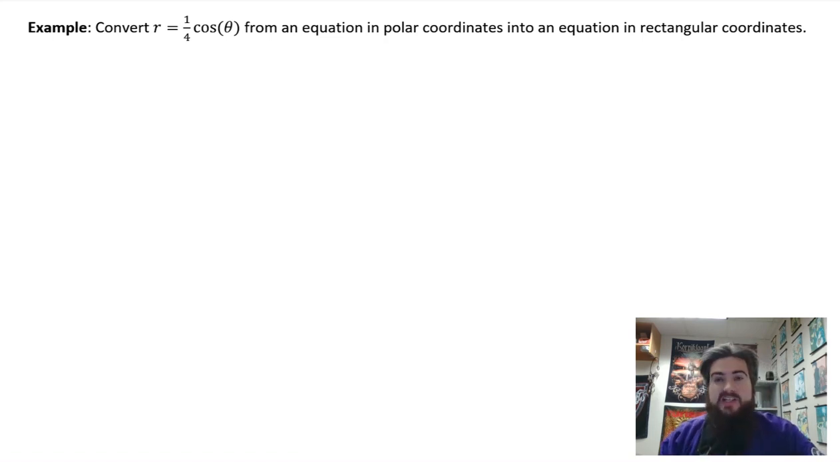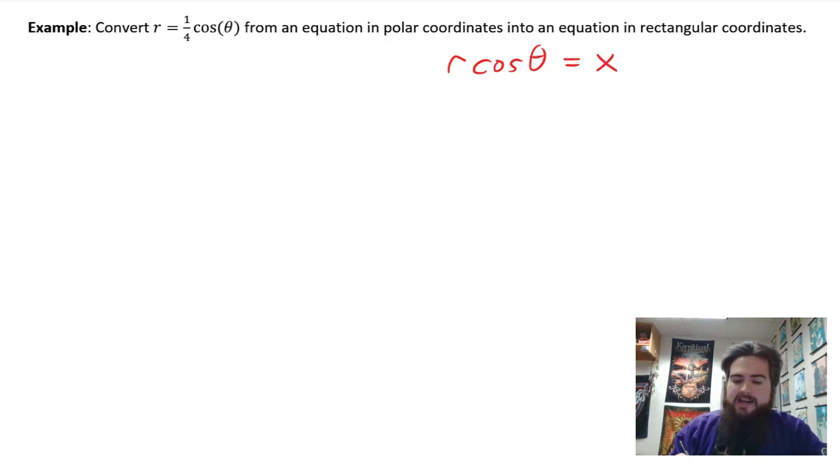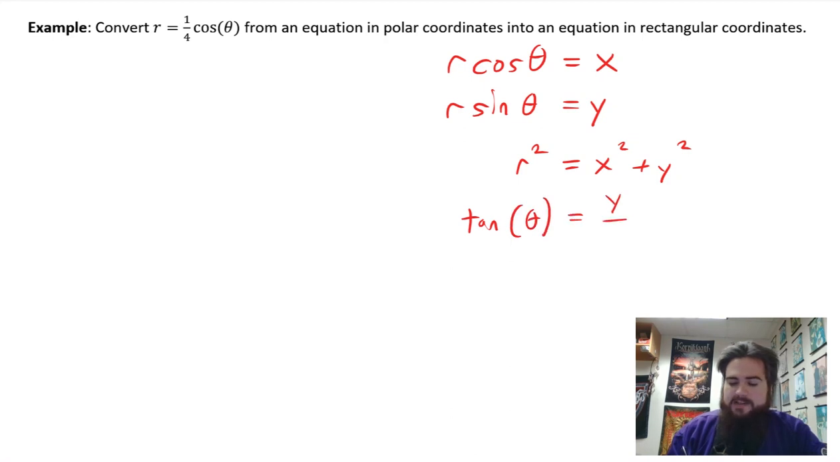When I want to convert from polar coordinates to rectangular coordinates, we have a few equations available to us. We have r times cosine of theta is equal to x. We have r times sine of theta is equal to y. We have r squared is equal to x squared plus y squared. And we also have tangent of theta is equal to y over x.